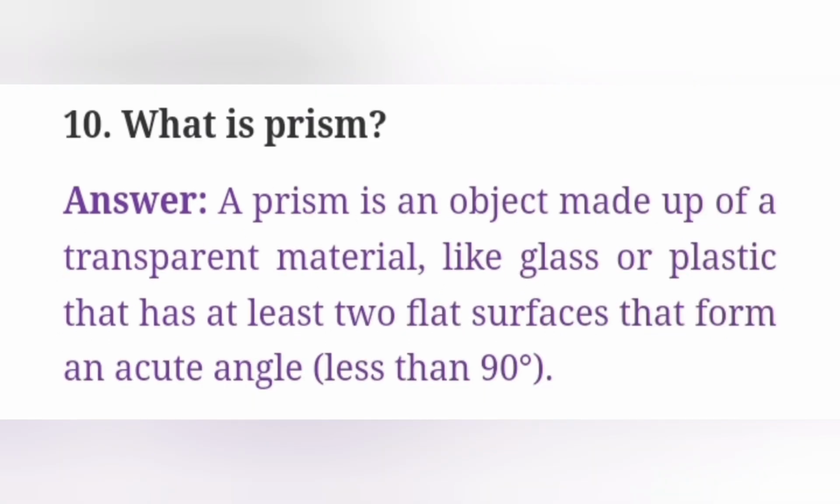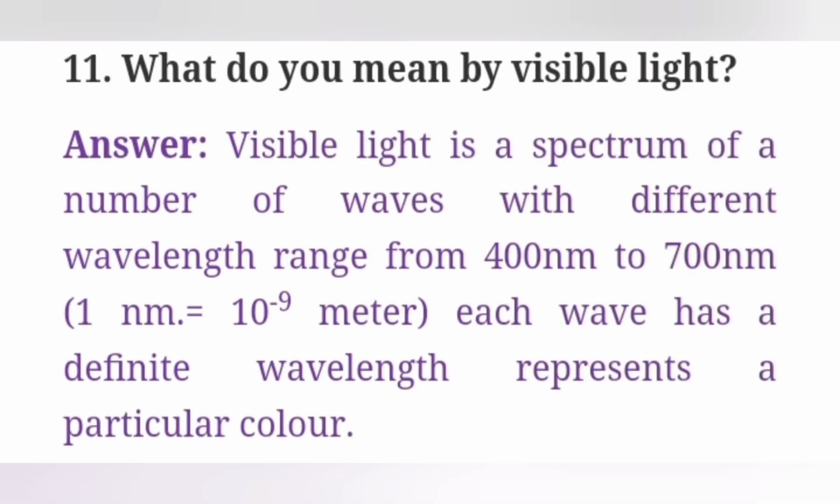Tenth question, what is a prism? A prism is an object made up of a transparent material like glass or plastic that has at least two flat surfaces that form an acute angle less than 90 degrees. 11th question, what do you mean by visible light? Answer: visible light is a spectrum of waves with different wavelengths ranging from 400 nm to 700 nm. 1 nm is equal to 10 to the power of minus 9 meter. Each wave has a definite wavelength representing a particular color.